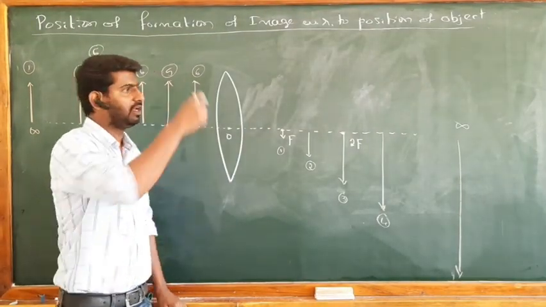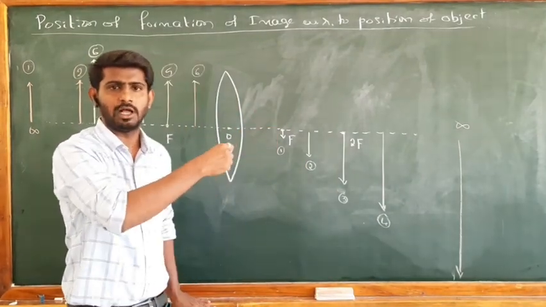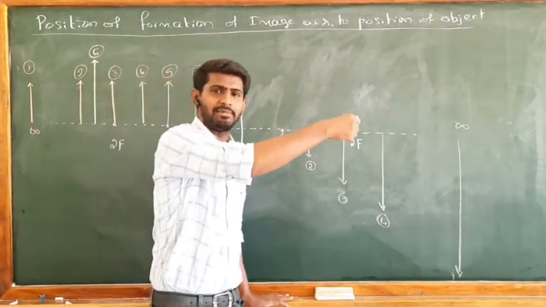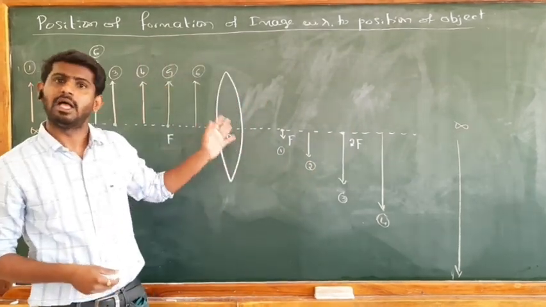Okay, and you can make a tabular column with position of image, position of object, size of image, and nature of image, which we did in the case of mirror.